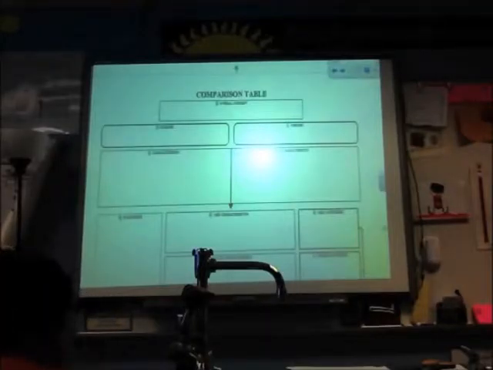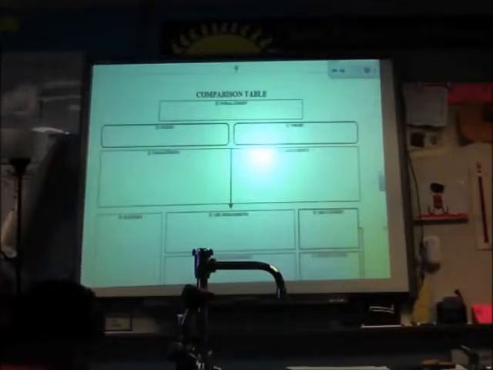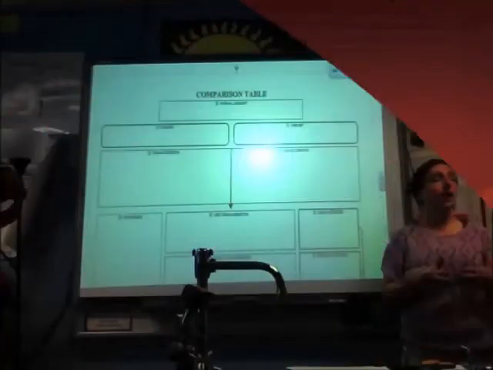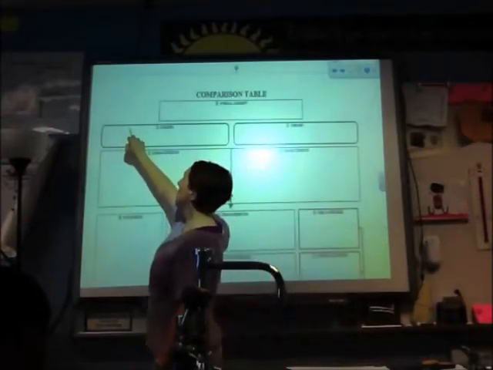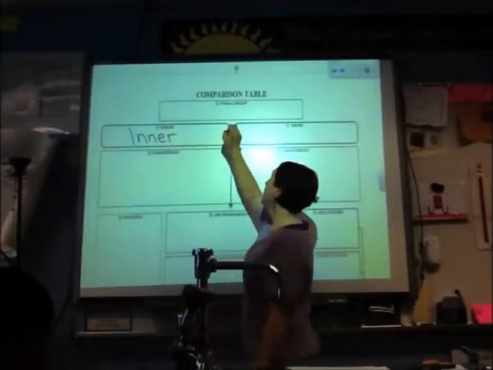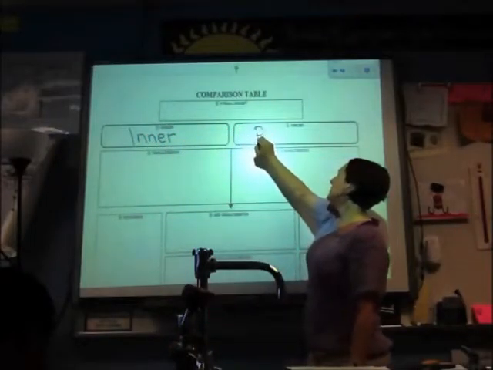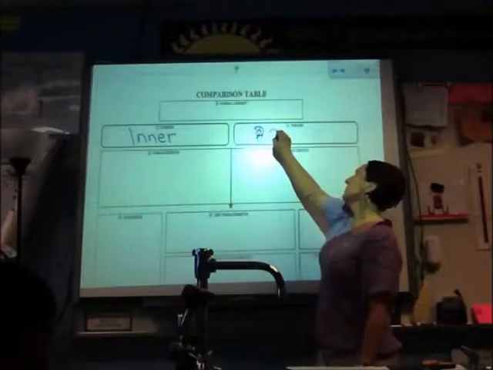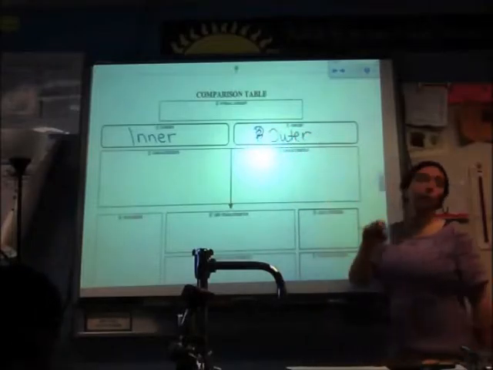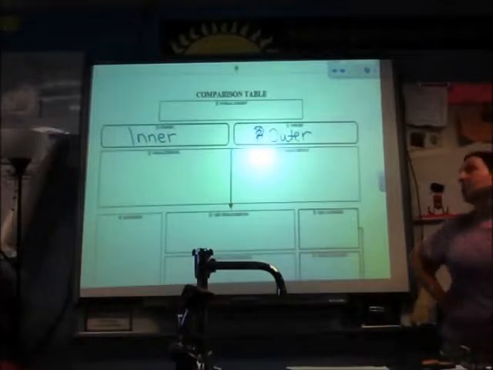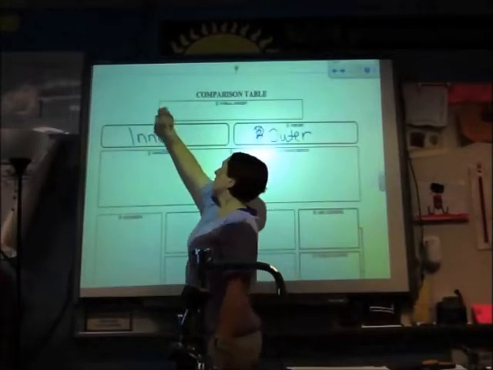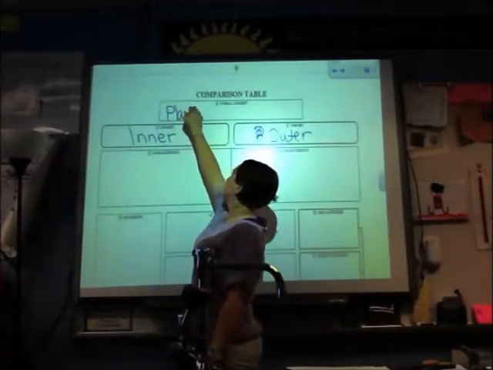No, we've already done the frame on the planets. So we're just taking our knowledge and bringing it all together. All right, comparison table. You said you wanted to do inner and outer planets. So our first concept is inner, and our second concept is outer. What connects the concepts, Zach? Our solar system. Planets in our solar system.